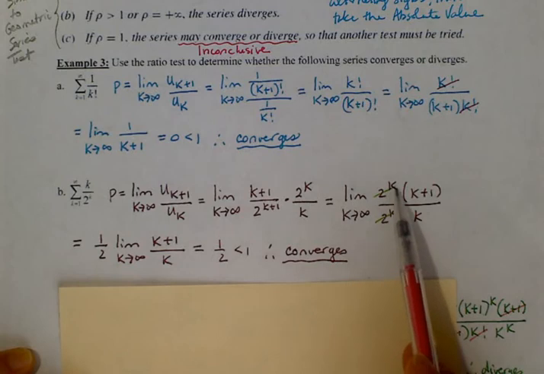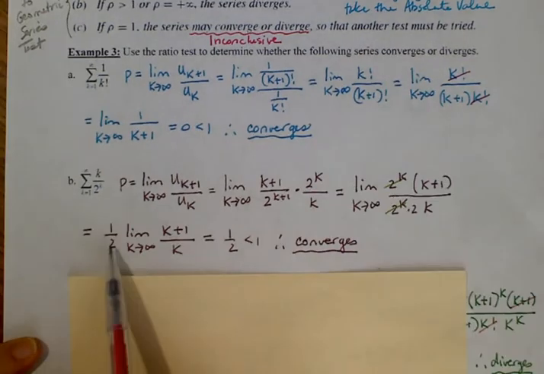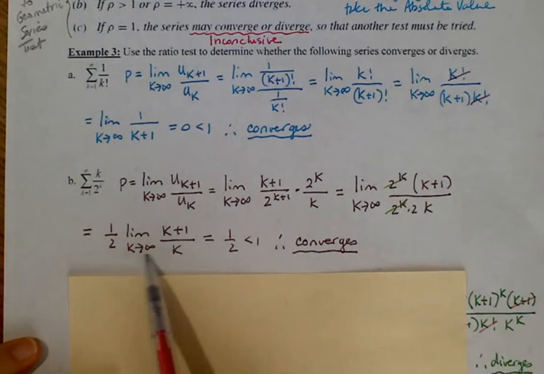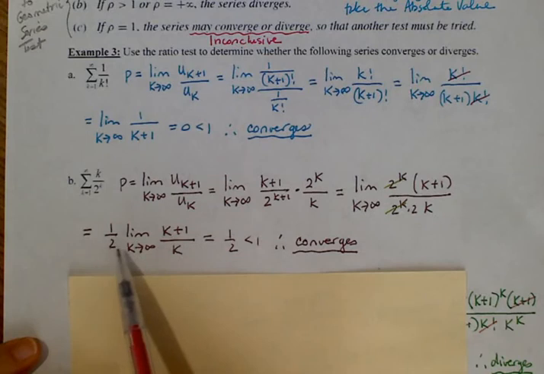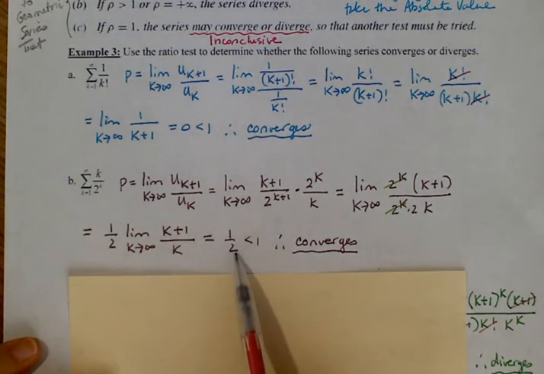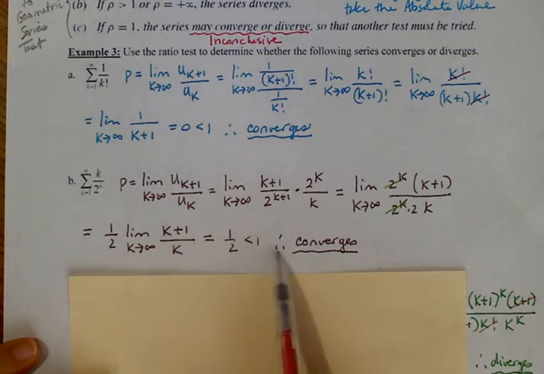So the 2 to the k and 2 to the k cancel out. So then I have a 1/2. I could just bring the 1/2 out in the front. And then the limit as k goes to infinity of (k plus 1) over k. So this limit goes to 1, and then I multiply it by 1/2. So it's 1/2 as the p value, and that is less than 1. Therefore, the series converges.